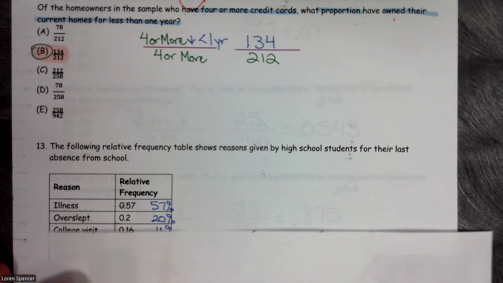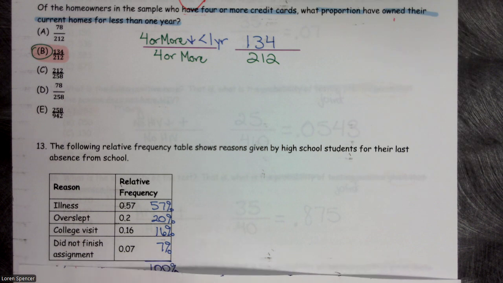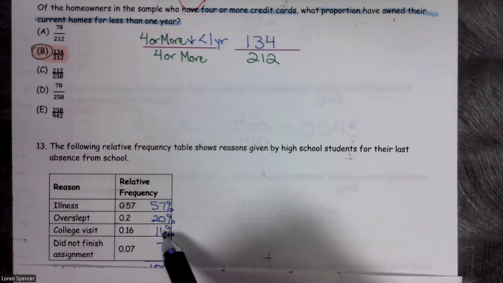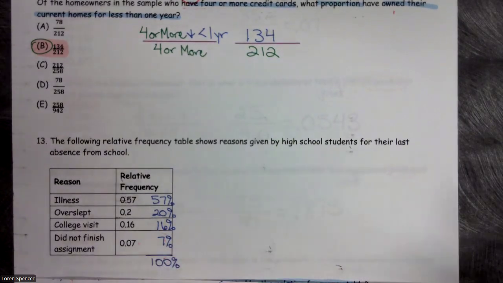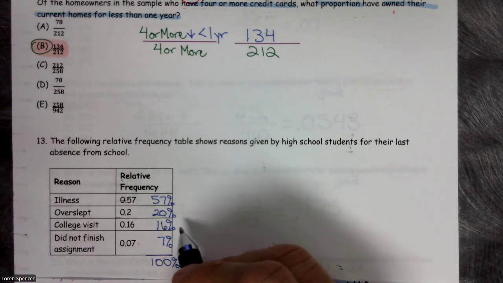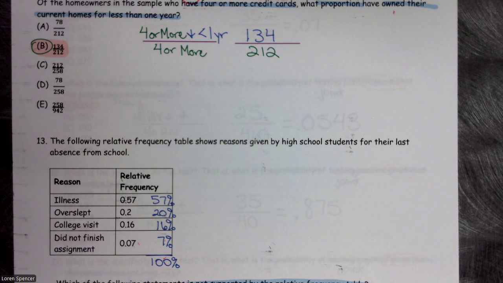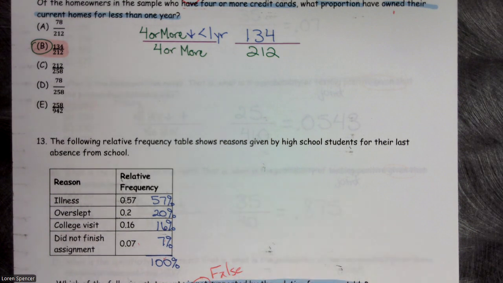Number 13, the relative frequency table shows reasons given by high school students for their last absence from school. Okay, so 57%, 20%, 16%, 7%, they all add up to 100%. Please remember, 0.07 is a percent. Which of the following statements is not supported? There's that keyword not, so I'm looking for a false statement.